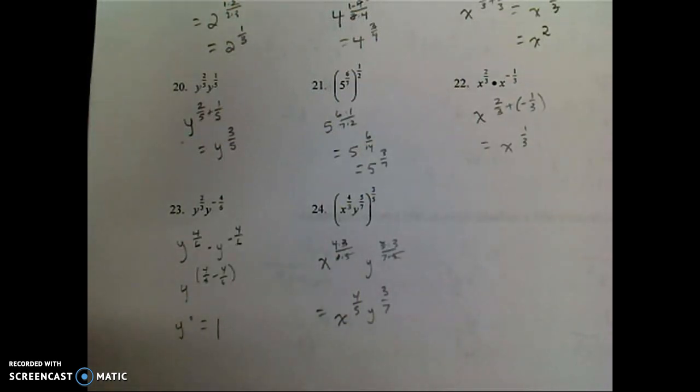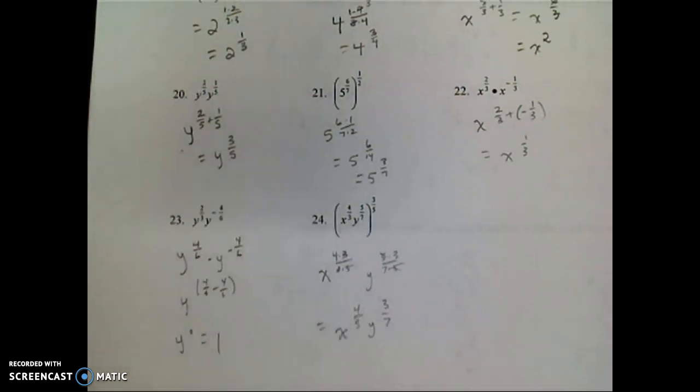And in number 24, I have a product to a power, so that exponent 3/5, that applies to both the x and the y. So x to the 4/3 times 3/5, y to the 5/7 times 3/5, and that breaks down this way, x to the 4/5, y to the 3/7.